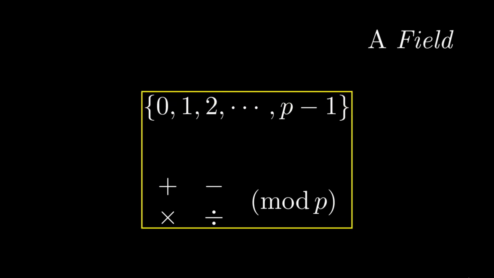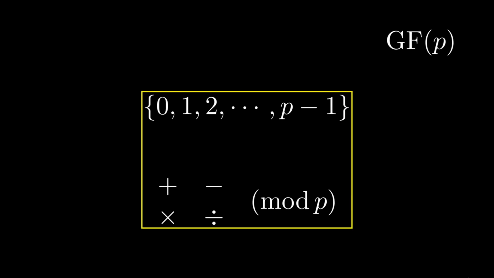So the integers are a field. This sort of subset of the integers where we do everything modulo is a field. In this case, we call it a prime field. And a prime field is a type of Galois field. So we've gotten our first little hint of Galois fields, but we're not done quite yet.